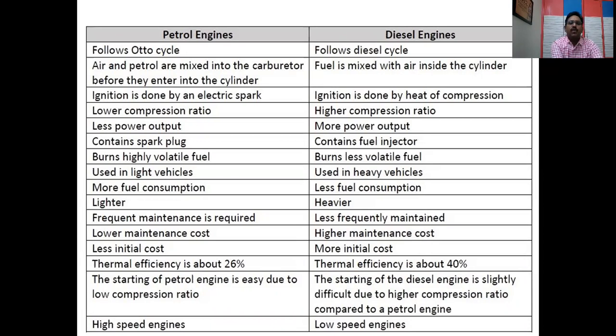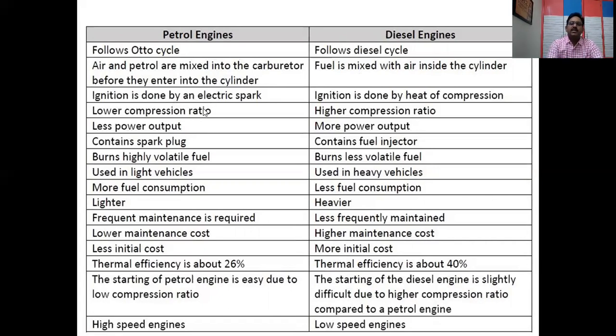So petrol engines follow the Otto cycle and diesel engines follow the dual cycle, diesel cycle. Air and petrol are mixed in the carburetor before entering the cylinder. As I said earlier, here fuel is mixed with the air inside the cylinder. In the petrol engine it mixes in the carburetor, but here in the cylinder with the help of a fuel injector. Ignition is done by an electric spark plug, with a battery-run spark plug. Here, ignition is done by hot compressed air. As I said, compression here.